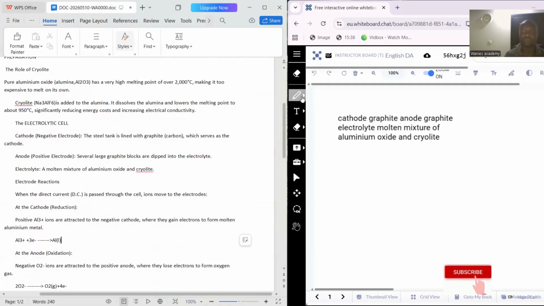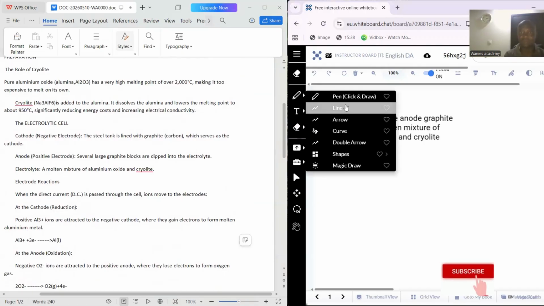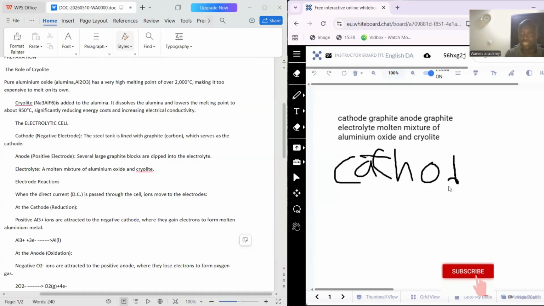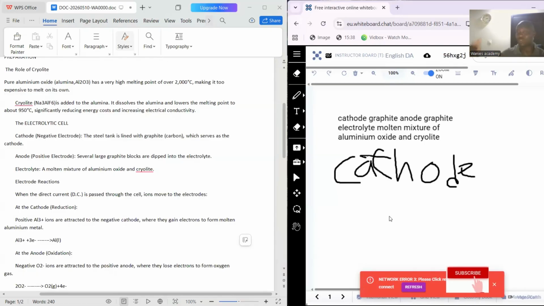Now this is what happens at the cathode, which is the negative electrode. What happens at the cathode is reduction, which has to do with the gain of electrons. So at the cathode, the positively charged aluminium ion that comes from the ionization of the aluminium oxide migrates to the cathode and there gains electrons to form the molten aluminium metal.